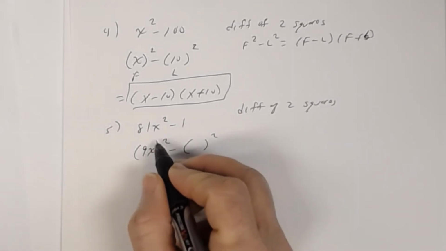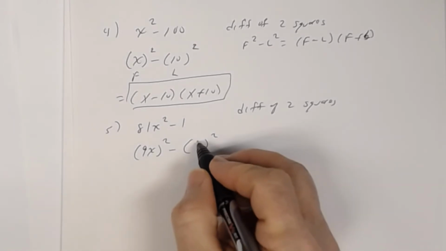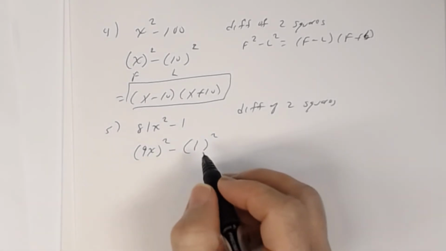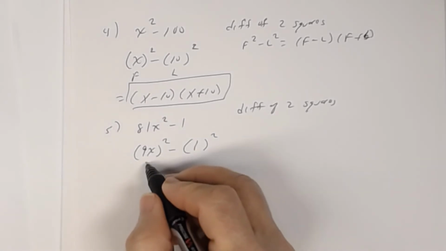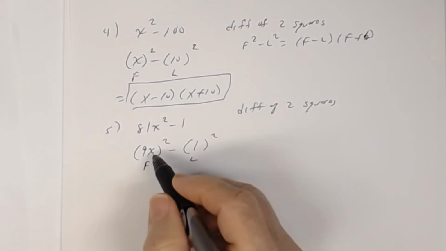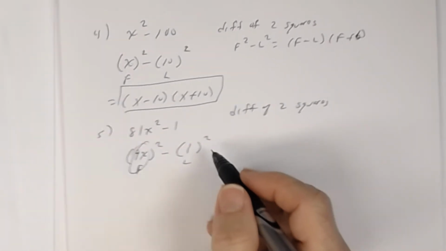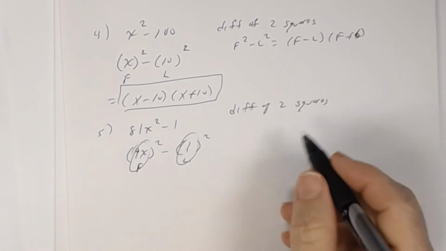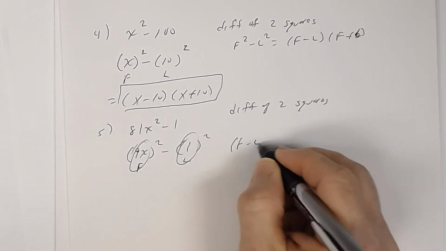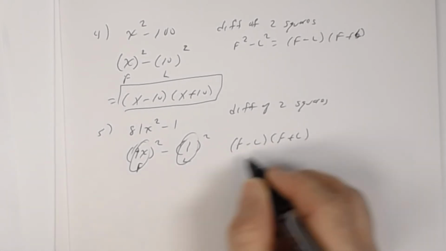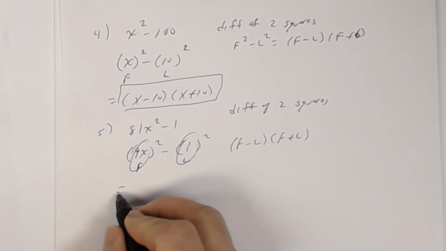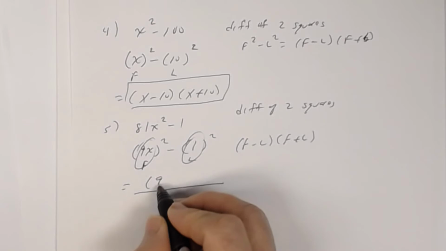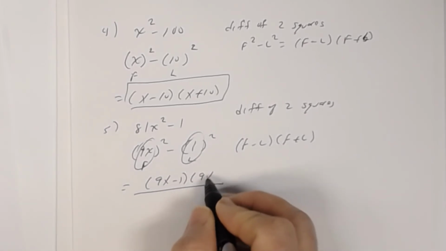9x times itself 2 times is 81x squared. 1 times itself is 1. And so here's your f, and here's your L. So my f is 9x. My L is 1. Okay? And so therefore I get f minus L, f plus L. There's your formula, so you substitute. So our answer will be 9x minus 1 times 9x plus 1.